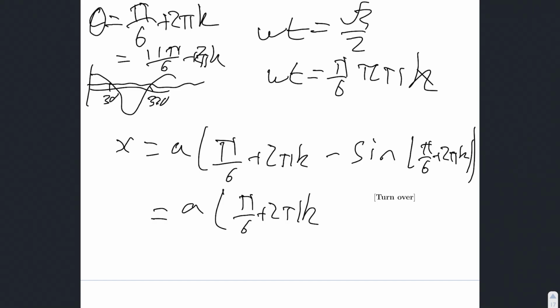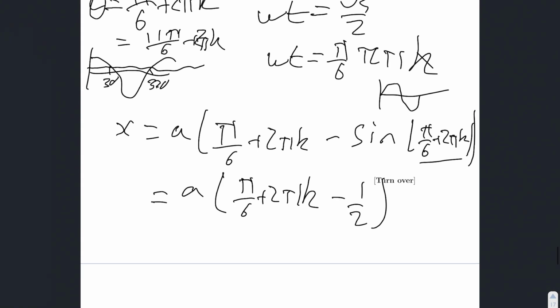Well, we know that sine repeats every 2 pi k. So the sine of pi over 6 is actually just a half. So it's this minus a half.